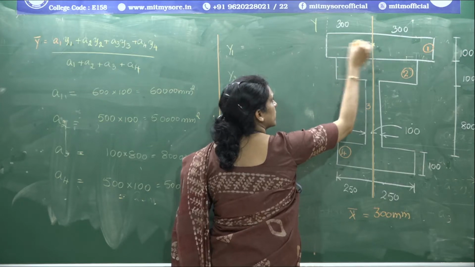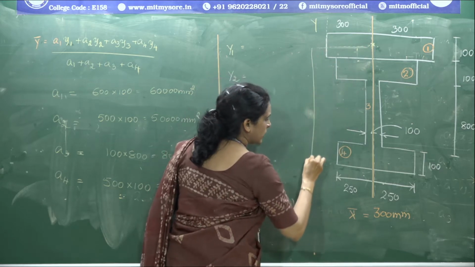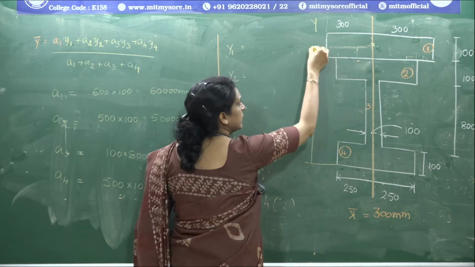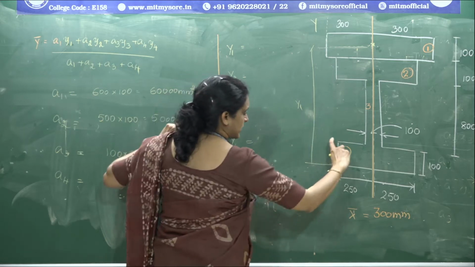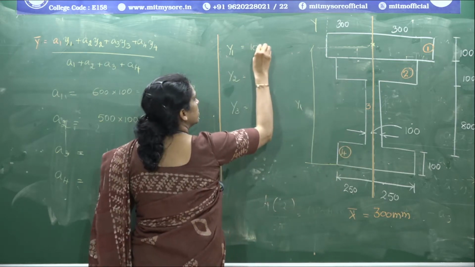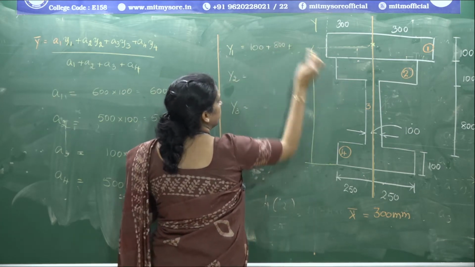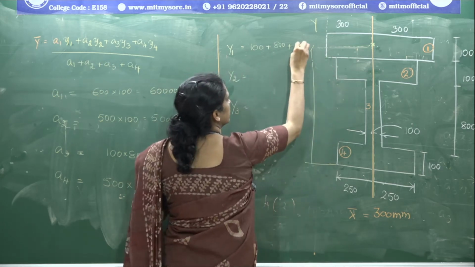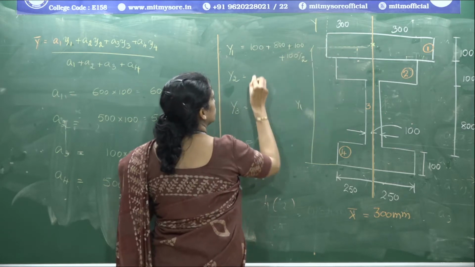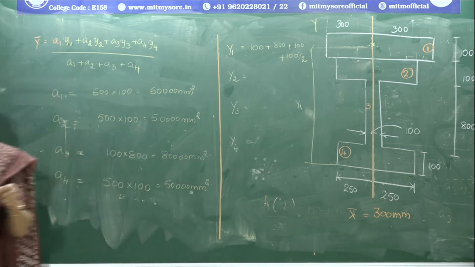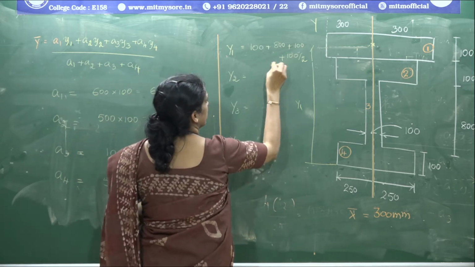So now, where are we supposed to mark the value of y1? Centroid of the first section is here. So, we'll mark the value of y1 right from the x-axis till the centroid of the first section. So, we are supposed to consider 100 plus 800 plus 100 plus 100 by 2. We get the value of 1050 millimeter.